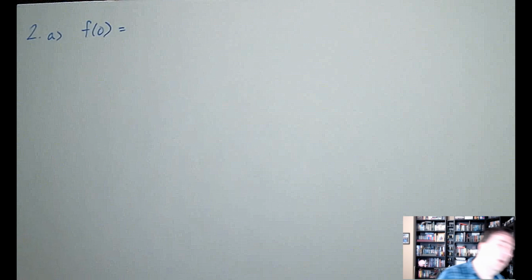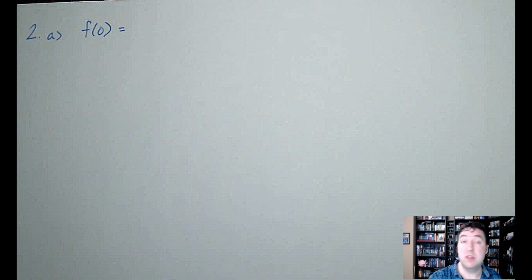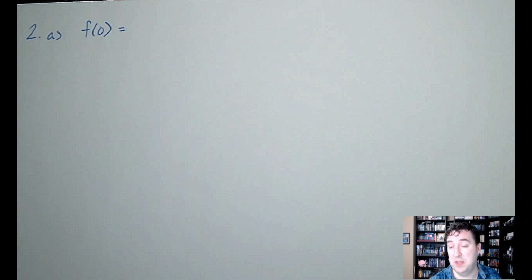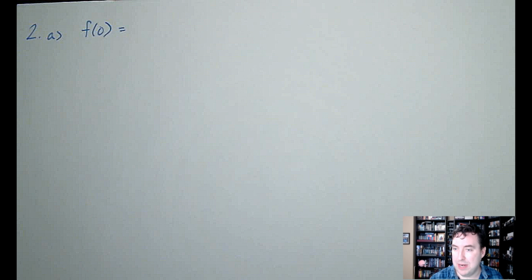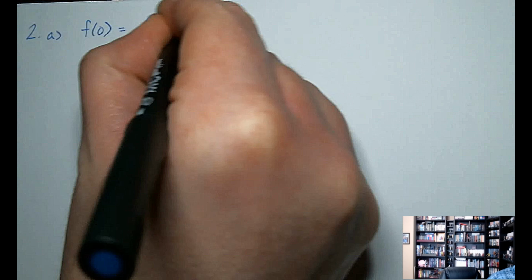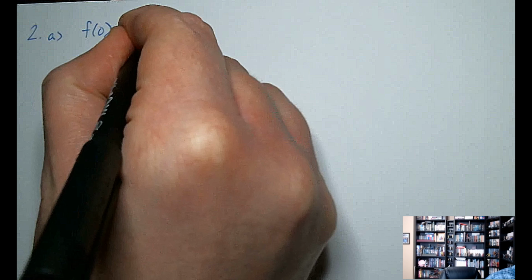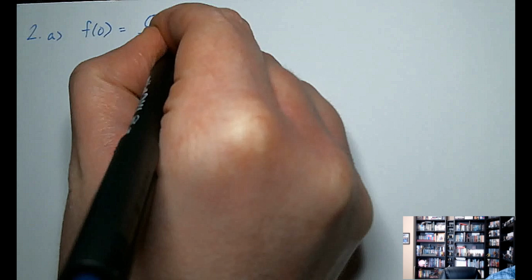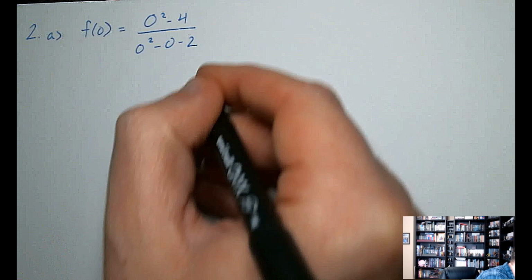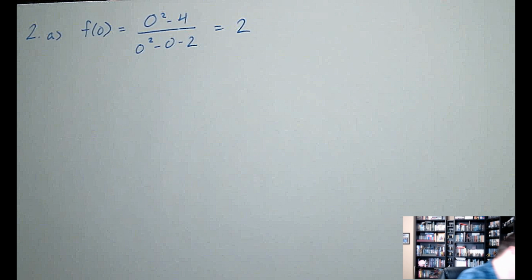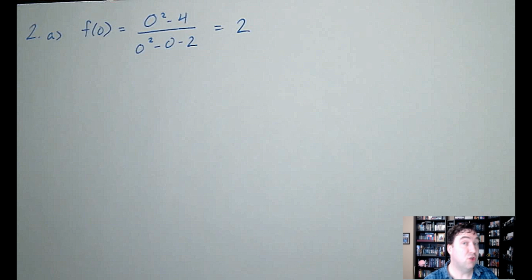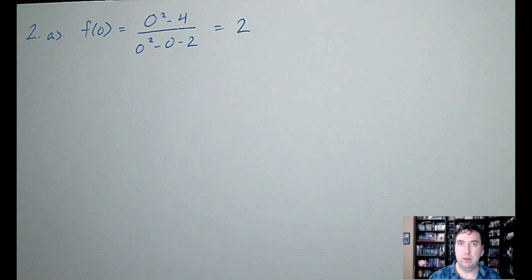Well, when x is equal to 0, we use the first of the two definitions of this piecewise function, because that works for x greater than or equal to 0. So if we substitute x equals 0, we'll get 0 squared minus 4 divided by 0 squared minus 0 minus 2. That's negative 4 divided by negative 2, which is 2. So yes, the function is defined at x equals 0.